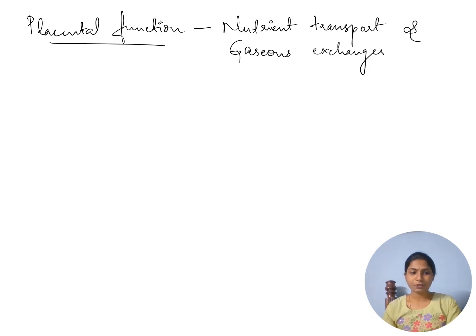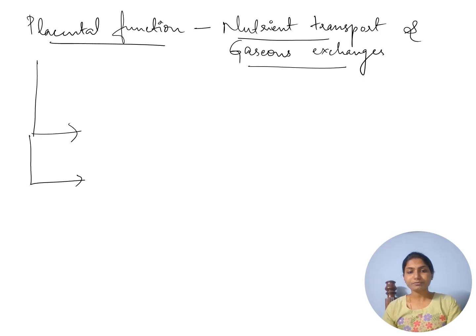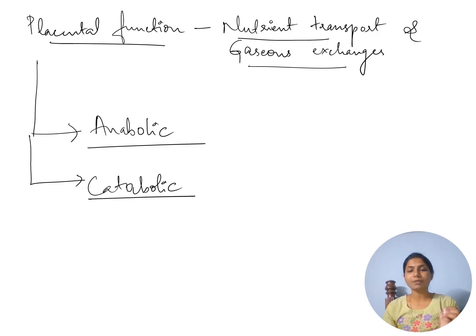So this we all know. What do we mean by nutrient transport, and what are the main important points we have to remember with respect to gaseous exchange? We will discuss this in today's class. Firstly, I already mentioned that the placenta has two types of functions: one is anabolic and the second one is catabolic. The first half of the pregnancy is usually the anabolic type of function which the placenta performs.